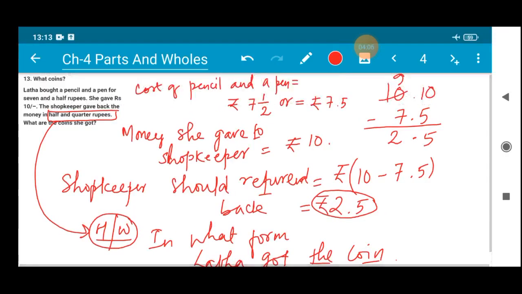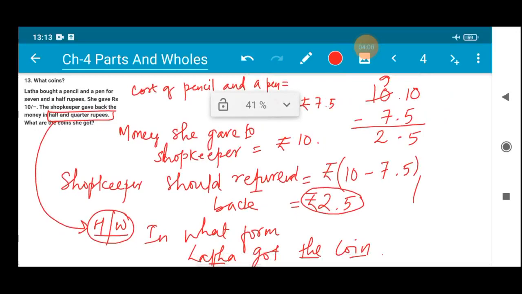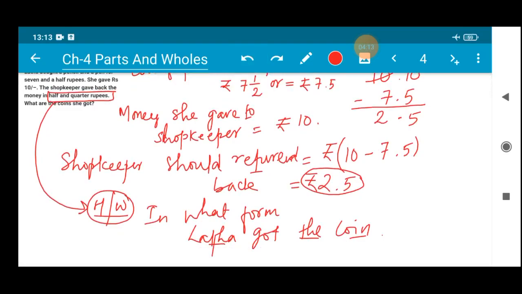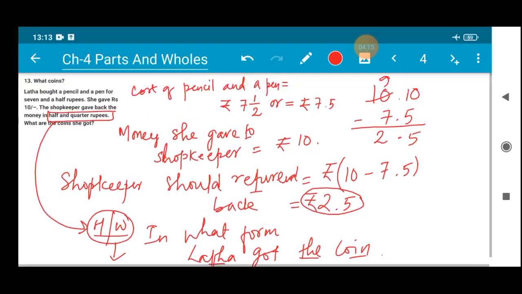Okay, so I hope you have understood the above sums. The questions are very easy. All right, so do this in your copy and kindly solve this work and submit it to me.